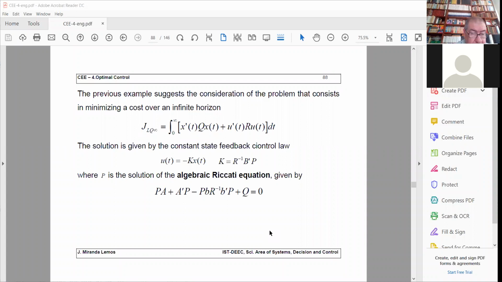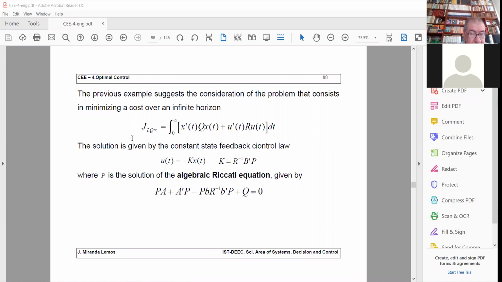So good morning. This lecture continues the study of the linear quadratic problem. Remember what were the last conclusion of the previous lecture.